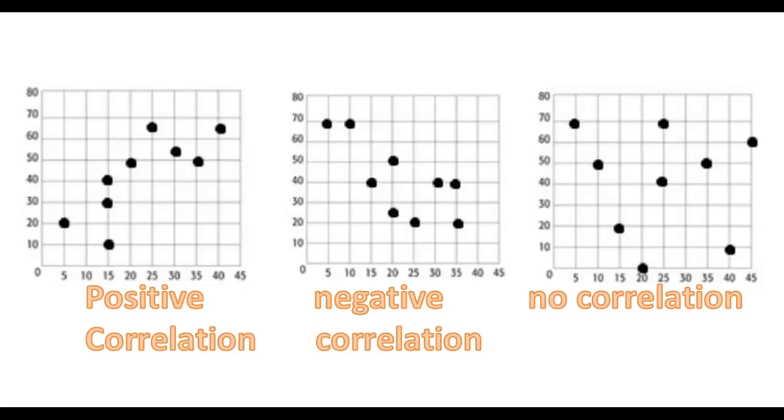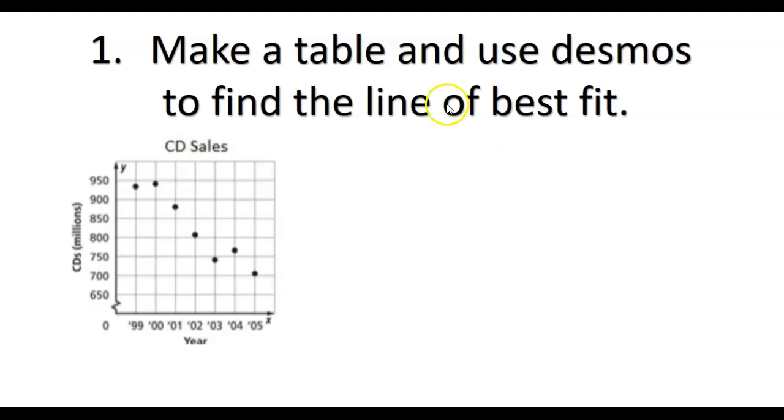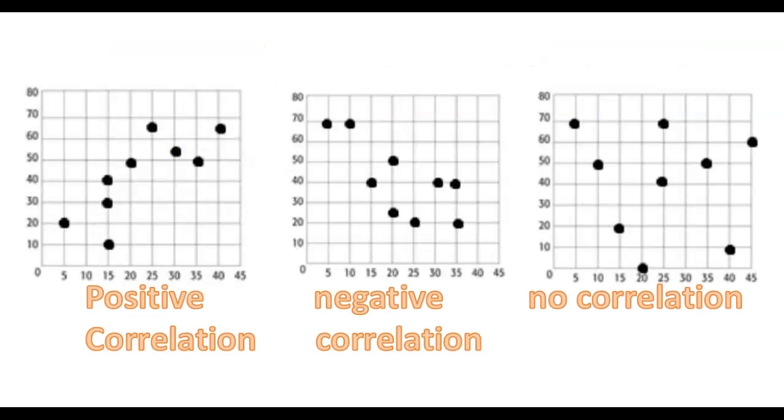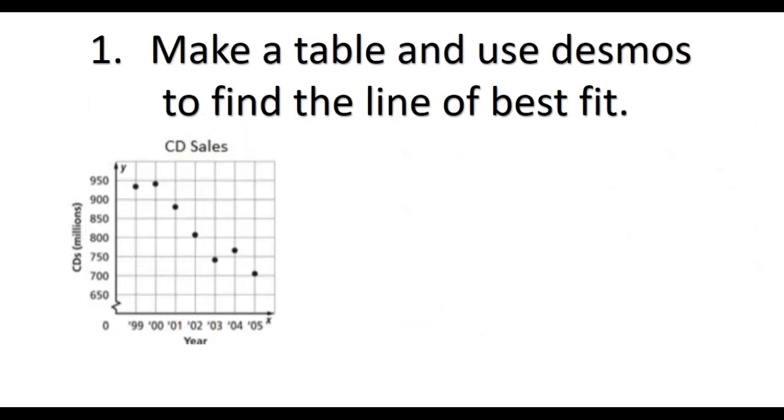Okay, next. Here we have a table with some data. Does it look like it has some correlation? Does it look like positive correlation, negative correlation, or no correlation? See, it kind of makes a line and it's going down.